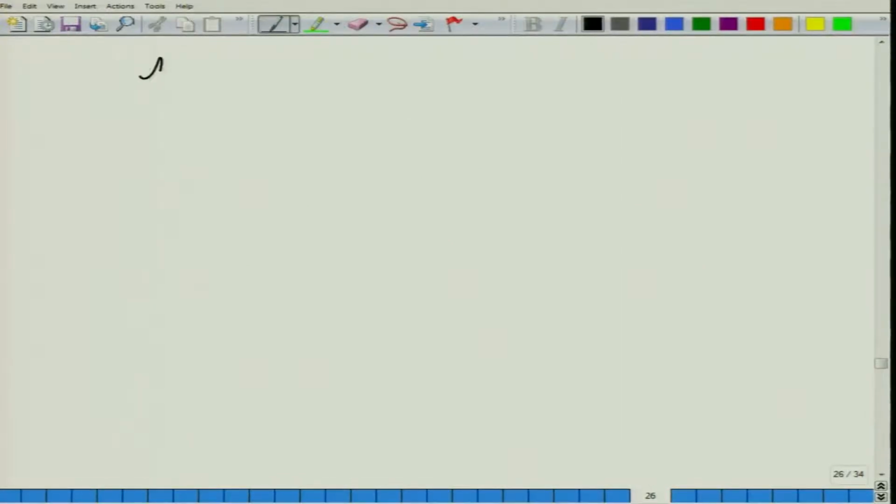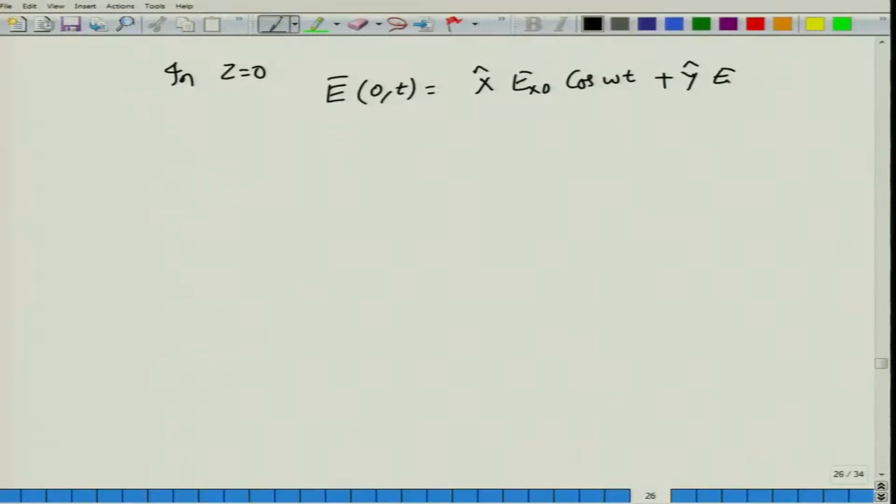So in the constant z equal to 0 plane, what will happen to the total electric field E? E at z equal to 0 as a function of time will be equal to x hat Ex0 cos omega t plus y hat Ey0 cos omega t.